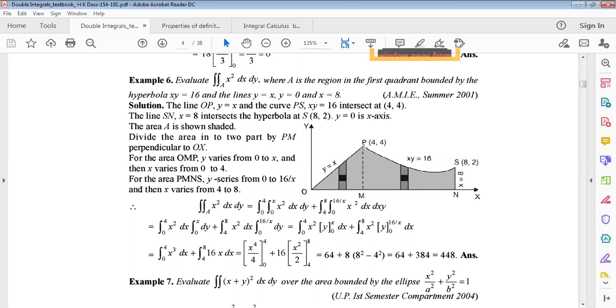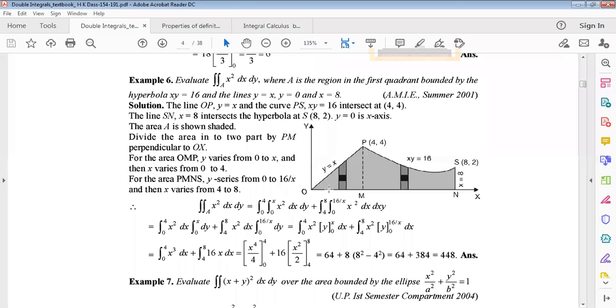Suppose this is the line y equals x, and this is the hyperbola, with equation xy equals 16. Another boundary is x equals 8. Putting x equals 8 in the equation of the hyperbola, we get y equals 2. So the point S will be (8,2). Just putting the value of x in the equation of the hyperbola, we get the value of y equals 2.